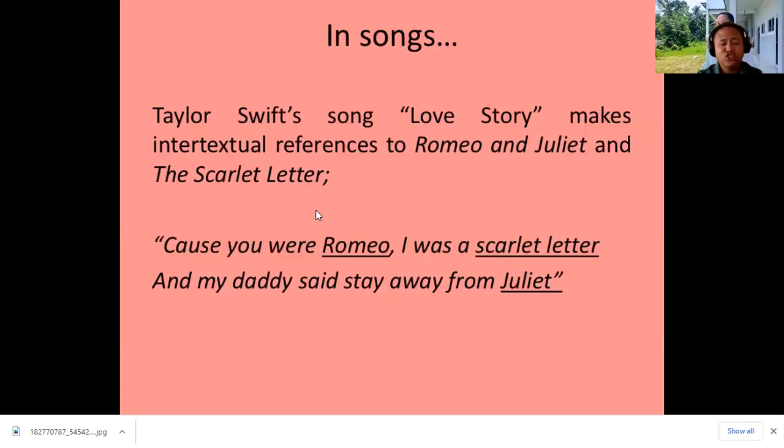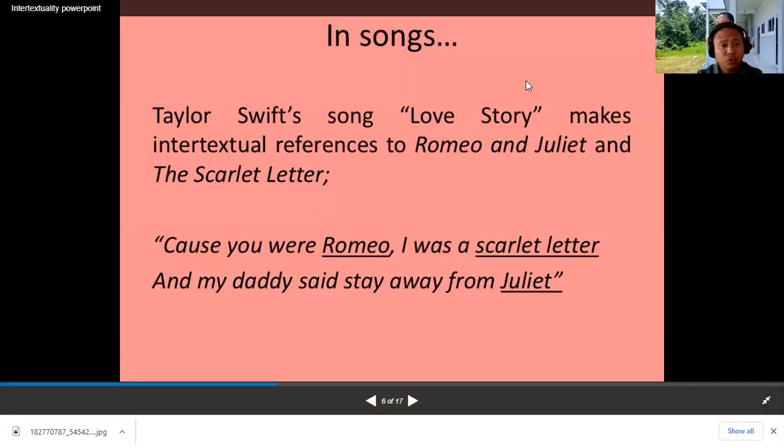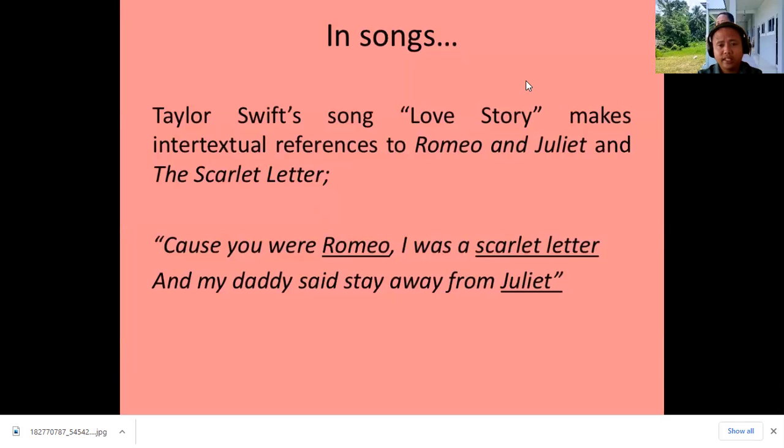So for example, in songs, Taylor Swift's song Love Story makes intertextual references to Romeo and Juliet and The Scarlet Letter.